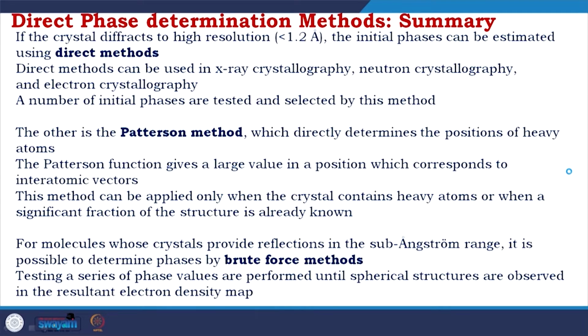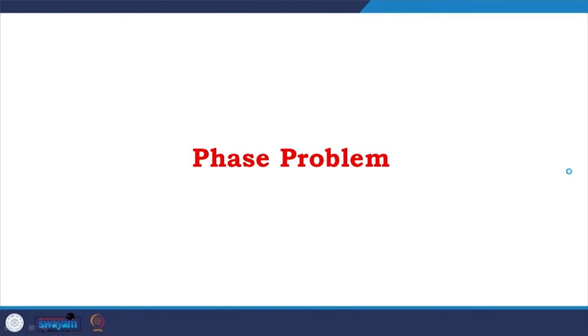In this method, we have to test a series of phase values, which would be performed until spherical structures are observed in the resultant electron density map. So, this is about the direct method and its possibilities, advantages, and disadvantages.